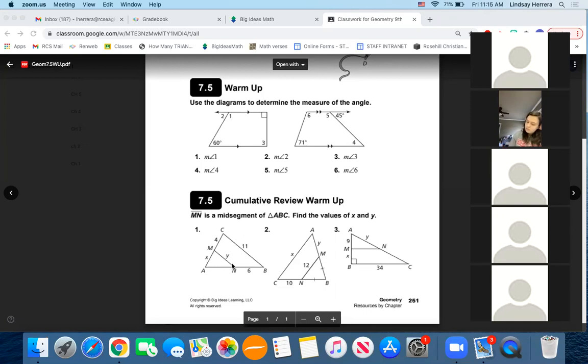Okay, let's look down here and review mid-segment of a triangle before we go do mid-segment of trapezoids. All right, so it tells us that MN here is a mid-segment of ABC. Find the values of X and Y. Well, we know that to draw a mid-segment, you have to find the midpoint of each side. So M is the midpoint of this line right here, which means this side and this side are congruent. So X must be 4.